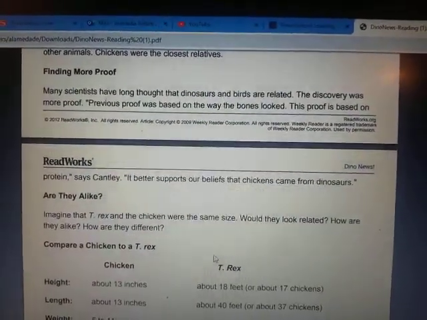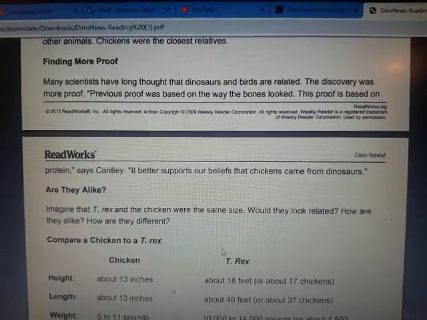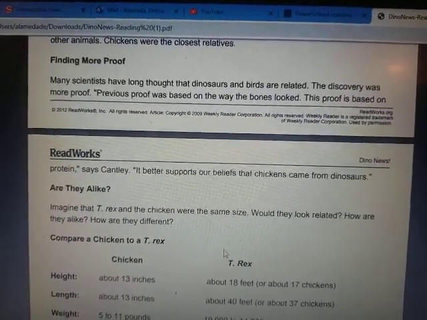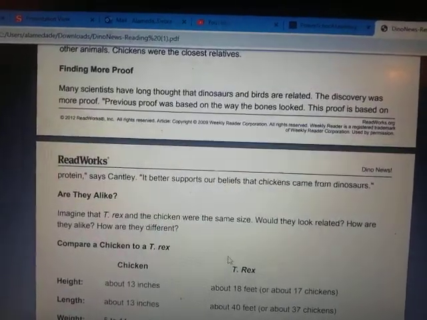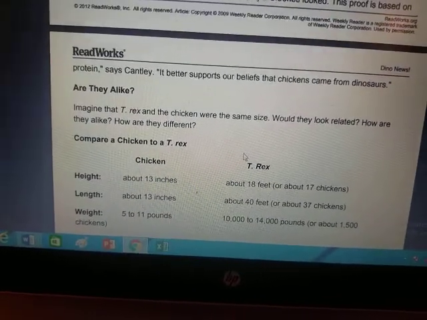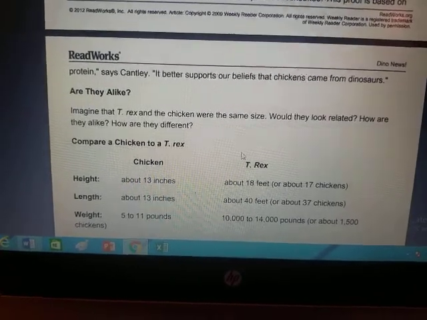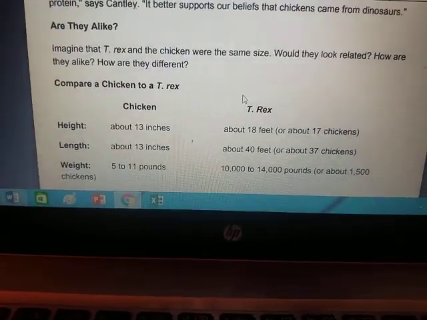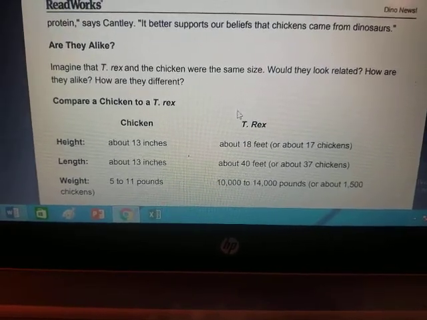Many scientists have long thought that dinosaurs and birds were related. The discovery was more proof. Previous proof was based on the way the bones looked. This proof is based on protein, says Cantley. It better supports our beliefs that chickens came from dinosaurs. Next, are they alike? Imagine that T-Rex and the chicken were the same size.